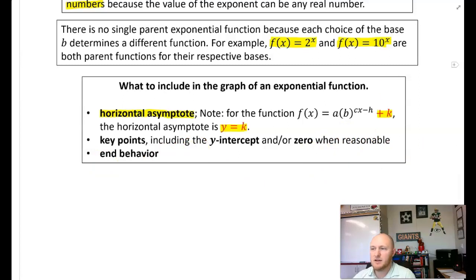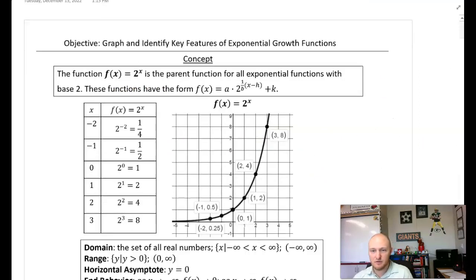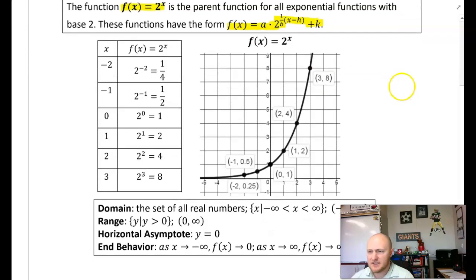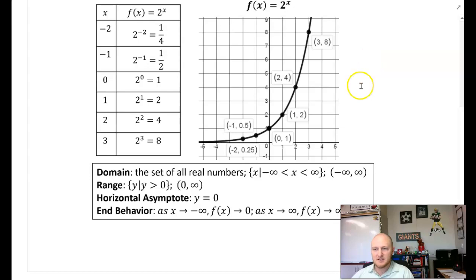So let's go ahead and look at the parent function for the function f of x equals 2 to the power of x. Okay, this is the parent function for all functions with a base of 2. So note, here is the general form, and you'll see this with different parameters here. Okay, and here is a graph of 2 to the power of x. Now what I want you to pick up from this lesson is that exponential functions all have a y-intercept of 0, 1. That is the parent functions with no stretches or compressions or shifts.